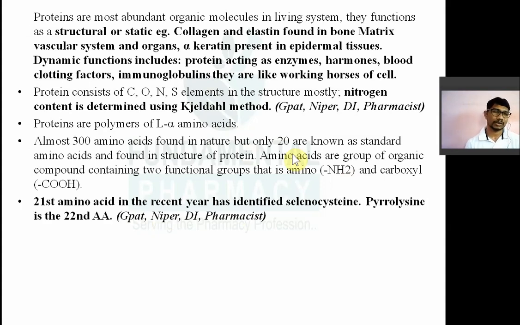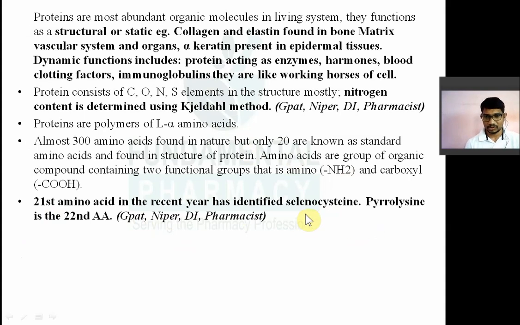Remember selenocysteine. इसके ऊपर क्वेश्चन आता है selenocysteine. Okay, 21st amino acid selenocysteine. 22nd amino acid is nothing but the pyrrolysine. बहुत सारे बच्चों को 21st अमीनो एसिड याद रहता है, 22nd याद नहीं। 22nd है pyrrolysine.